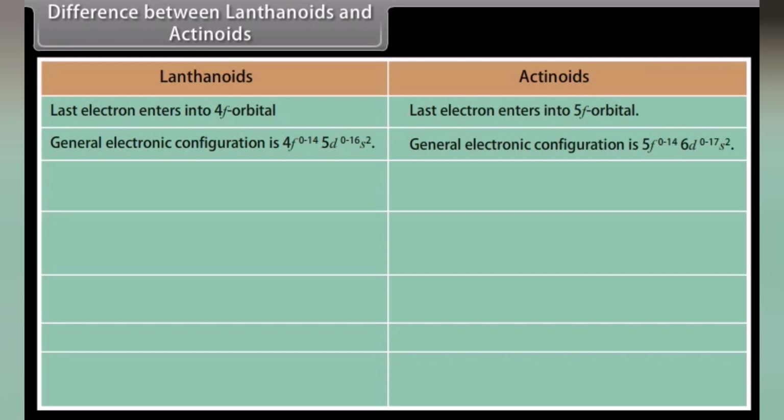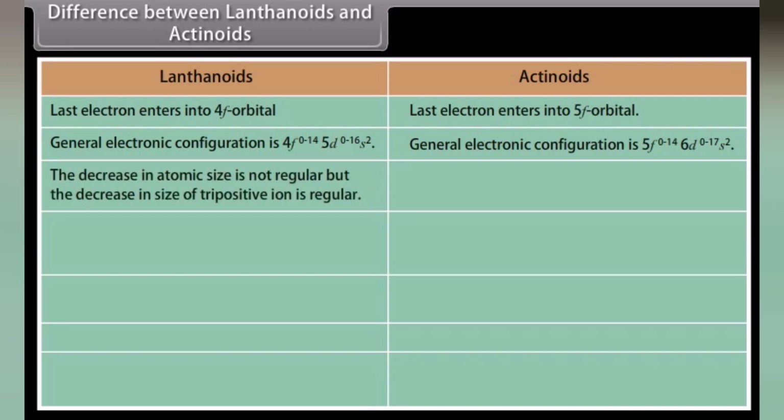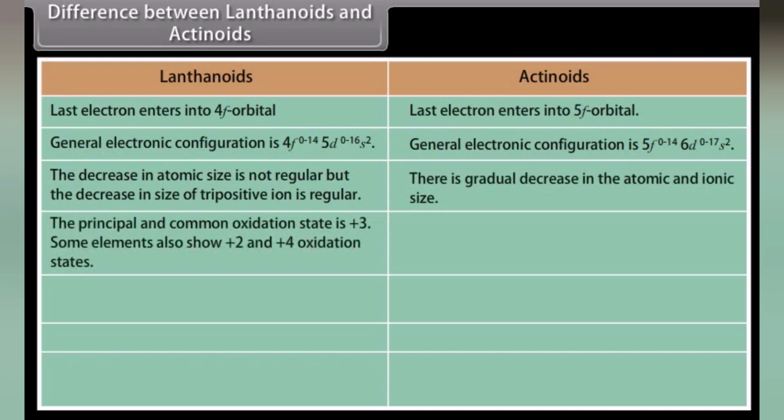14, 6d0 to 1, 7s2. In lanthanoids, the decrease in atomic size is not regular, but the decrease in size of the tripositive ion is regular. Whereas in actinoids, there is a gradual decrease in the atomic and ionic size. In lanthanoids, the principal and common oxidation state is +3. Some elements also show +2 and +4 oxidation states.